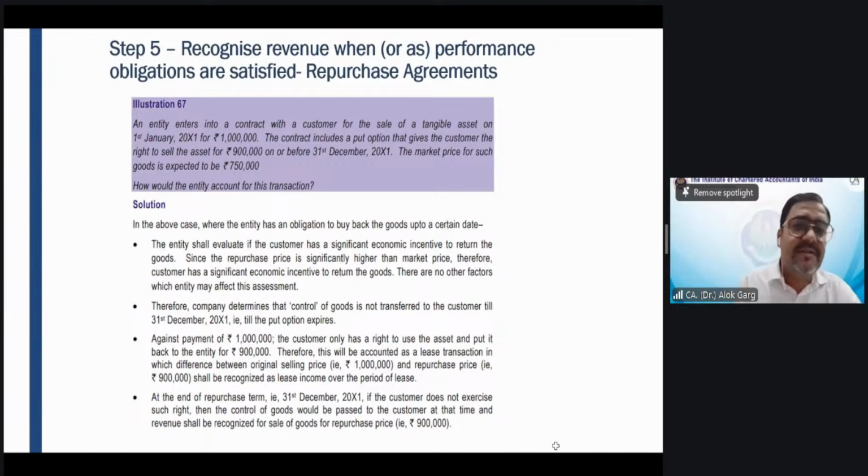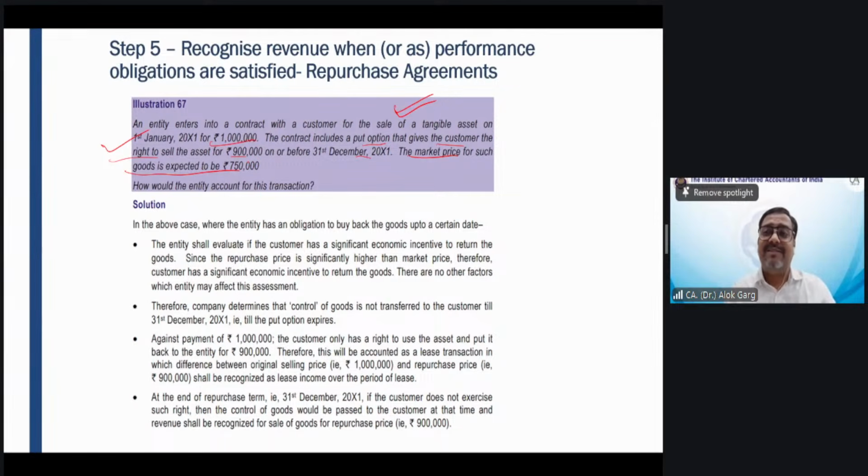An entity enters into a contract with a customer for the sale of a tangible asset on 1st January for rupees 10 lakh. The contract includes a put option. Put option means the option is with the customer. That gives the customer the right to sell the asset for 9 lakh on or before 31st December 2001. The market price for the goods is expected to be 7.5 lakh.